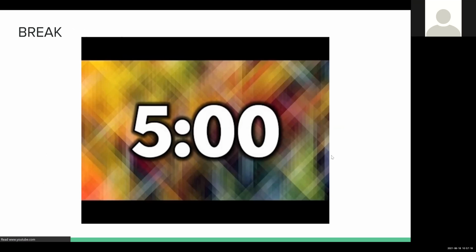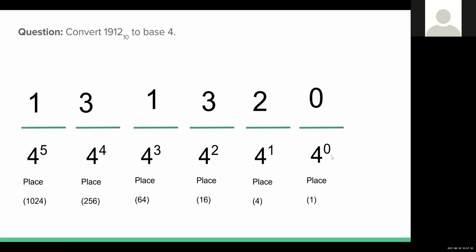Wait, but how would you work with those other digits? I know when you're doing base 2, 0 would mean that... Wait, so how would you work with the 3 and the 3 and the 2? It would be 3 times 4 squared and 3 times 4 to the 4th. Right. So when we're doing that, we subtract 1024 from 1912.